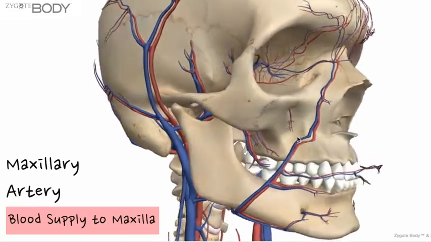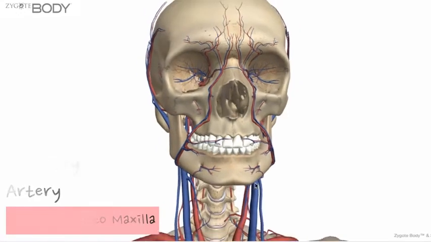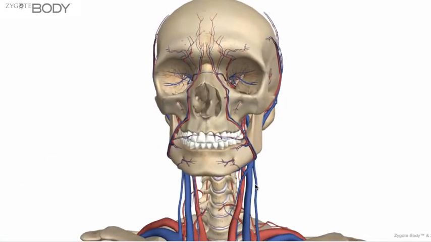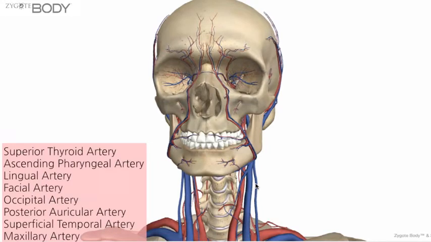So there we go. Those are the branches of the external carotid, and I'm just going to quickly go over the mnemonic that I talked about in the beginning, which is: some anatomists like flirting, others prefer S&M. Some standing for the superior thyroid artery, anatomists standing for the ascending pharyngeal artery, like standing for the lingual artery, flirting, which stands for the facial artery.